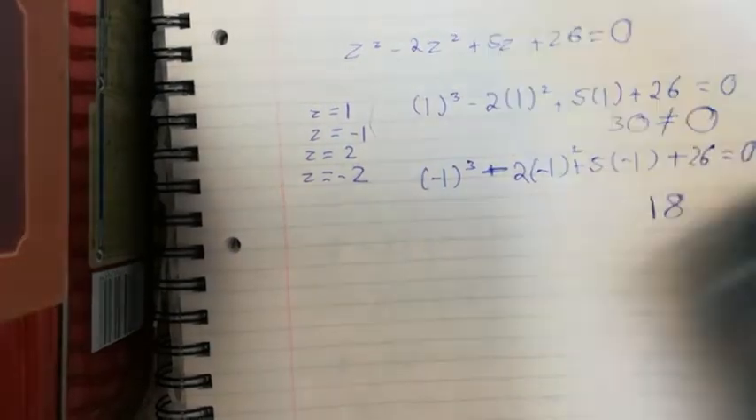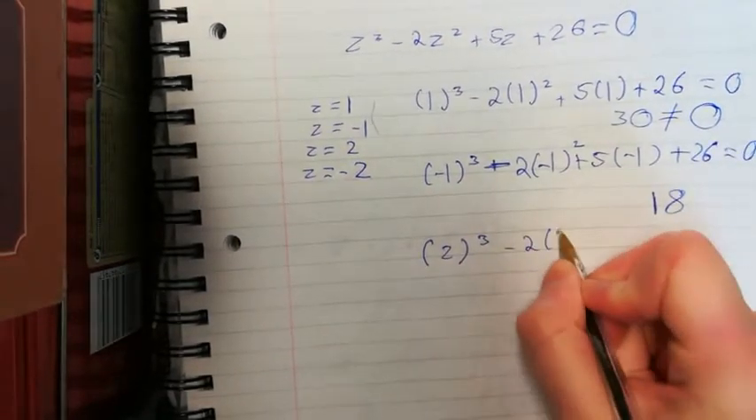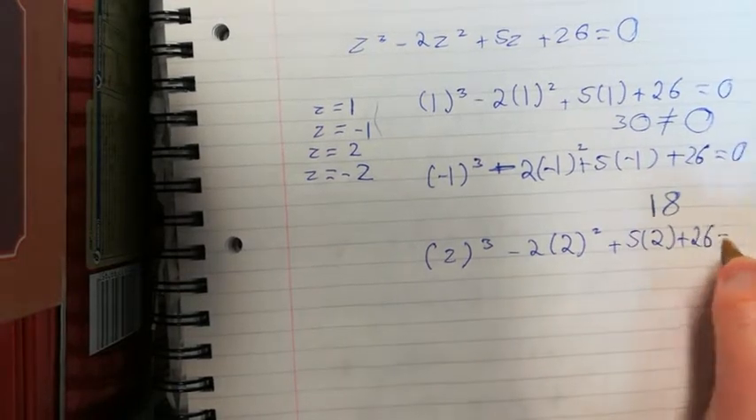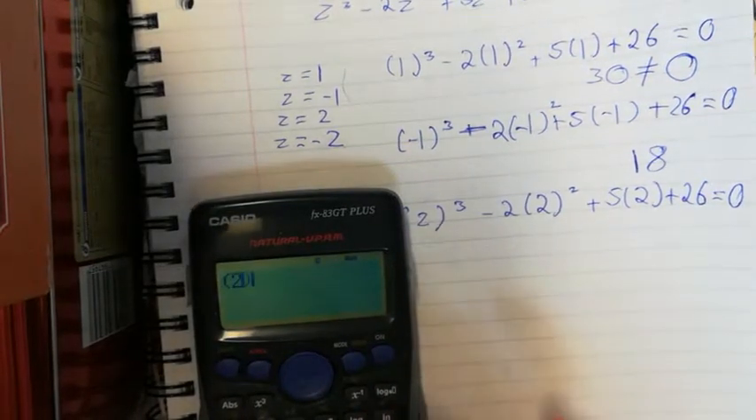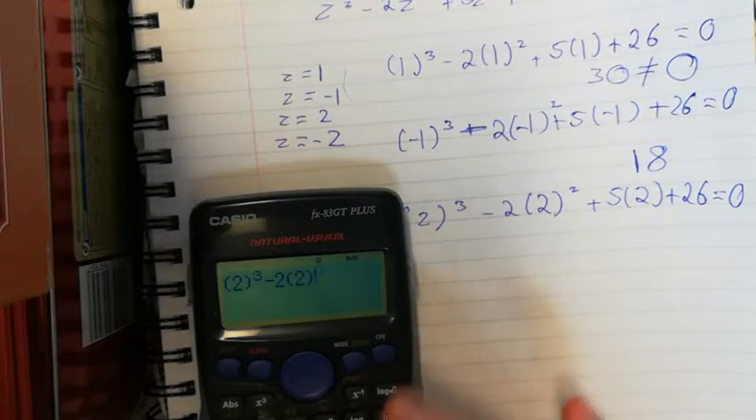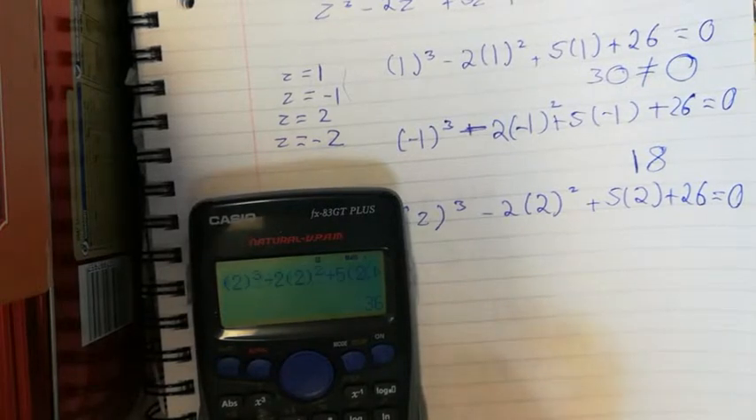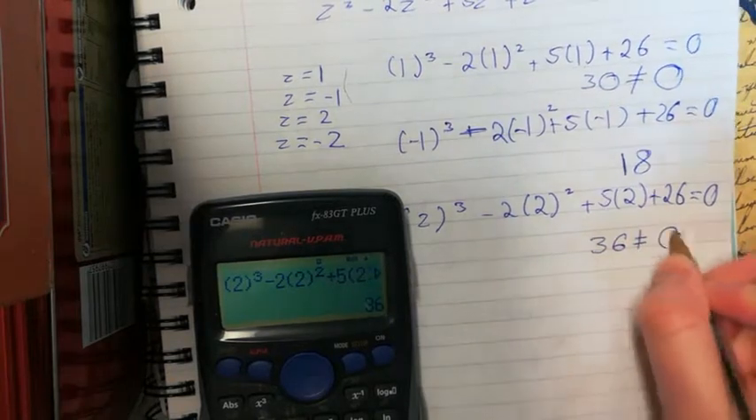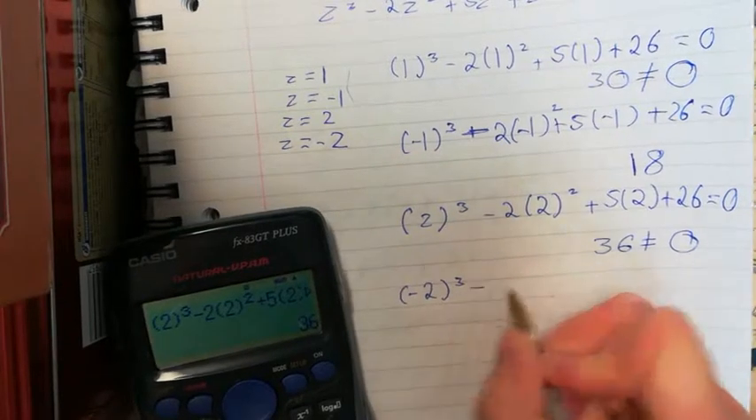So I'm going to try 2. Sub that in and see if that works. So 2 cubed minus 2 squared plus 5 times 2 plus 26 equals 0. I'm just subbing in 2 for z, and I'm going to see if this satisfies the equation. I'm literally just subbing into my calculator, and I get a value of 36, which is not equal to 0. So 2 doesn't work. So I'm going to try minus 2 and see what I get here.